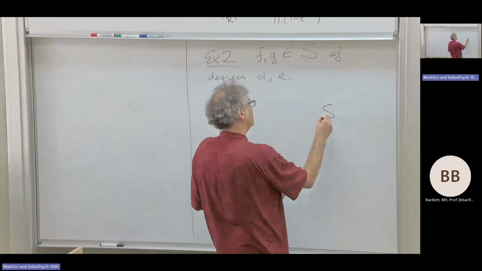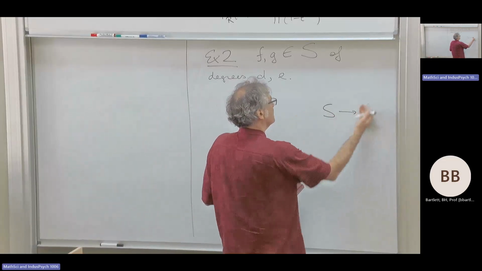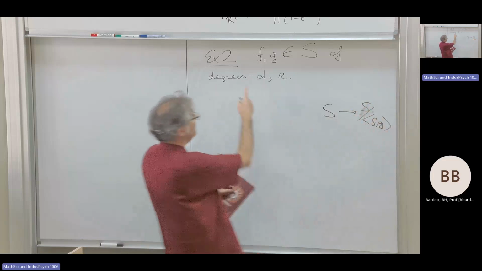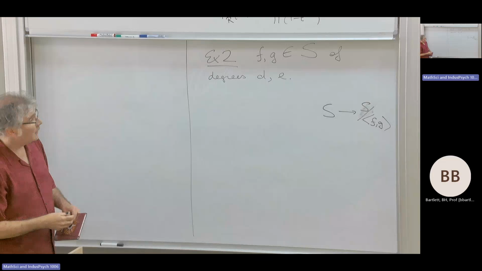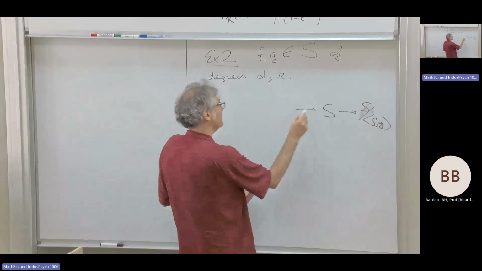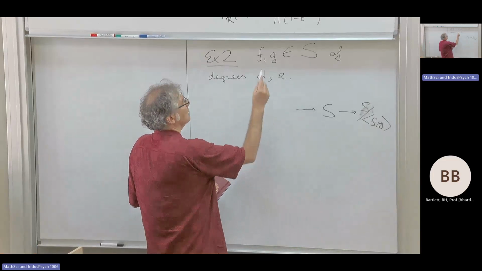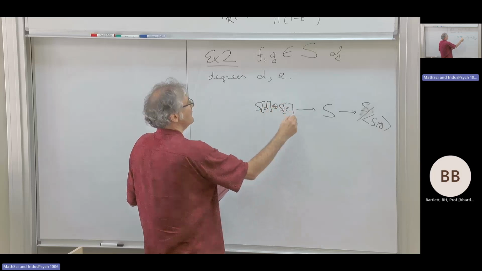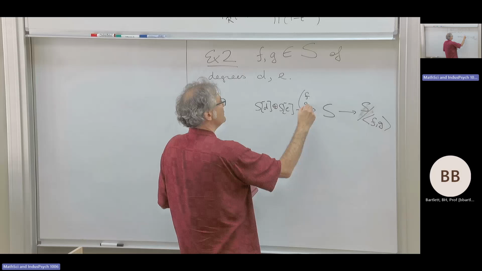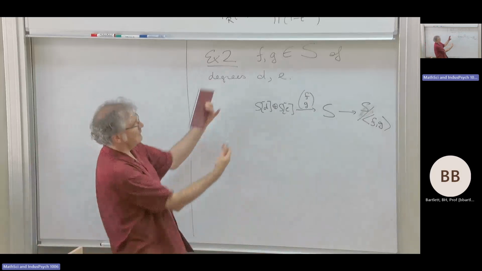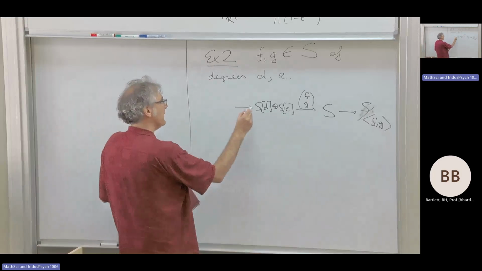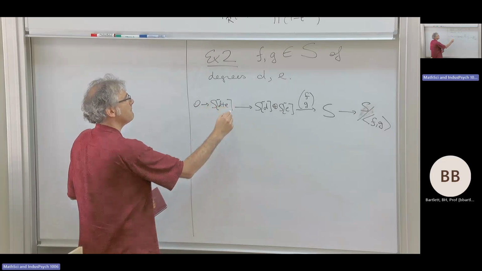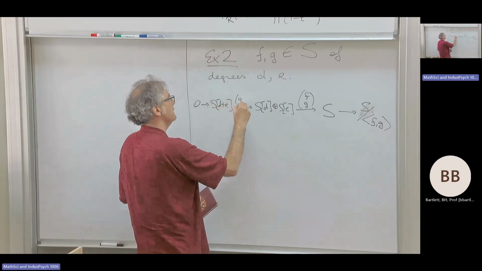So S goes to S mod. My ideal is going to be the ideal generated by f and g. So these are my minimal generators. And then there is an S(-d) plus S(-e). And the map here is (f, g). So I take two elements, kind of matrix multiply. Then I'm going to do 0 goes to S(-d-e). And then (g, -f).